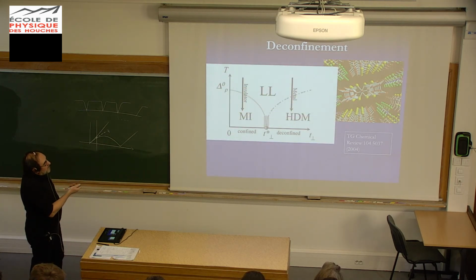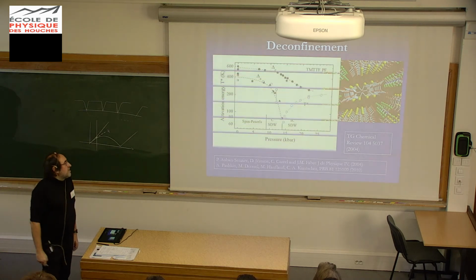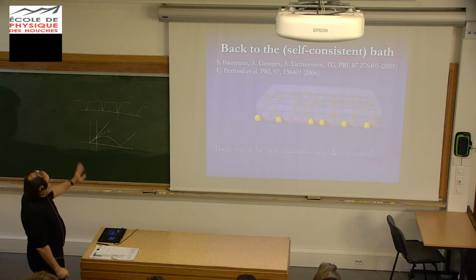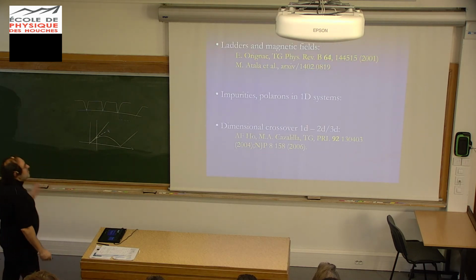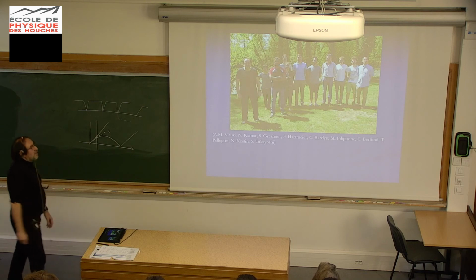And clearly cold atoms are a very good system to do this because you can control the tunneling between the chains. So increasing the tunneling between the chains can be much better done by tuning the barriers in a cold atom system than applying pressure on a condensed matter system. So okay, let me skip that. Let me skip this also. There are many, many problems. I put a couple of references.